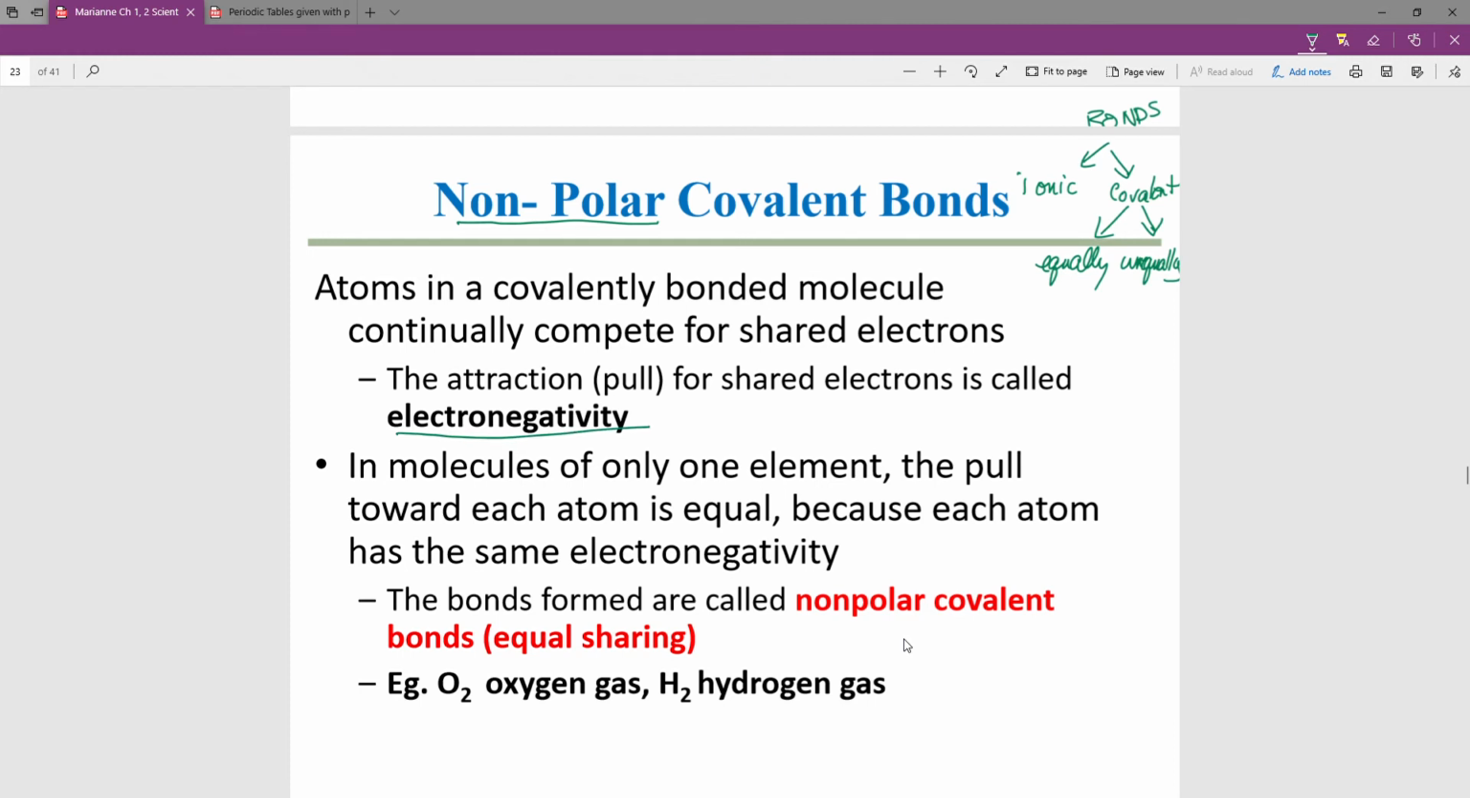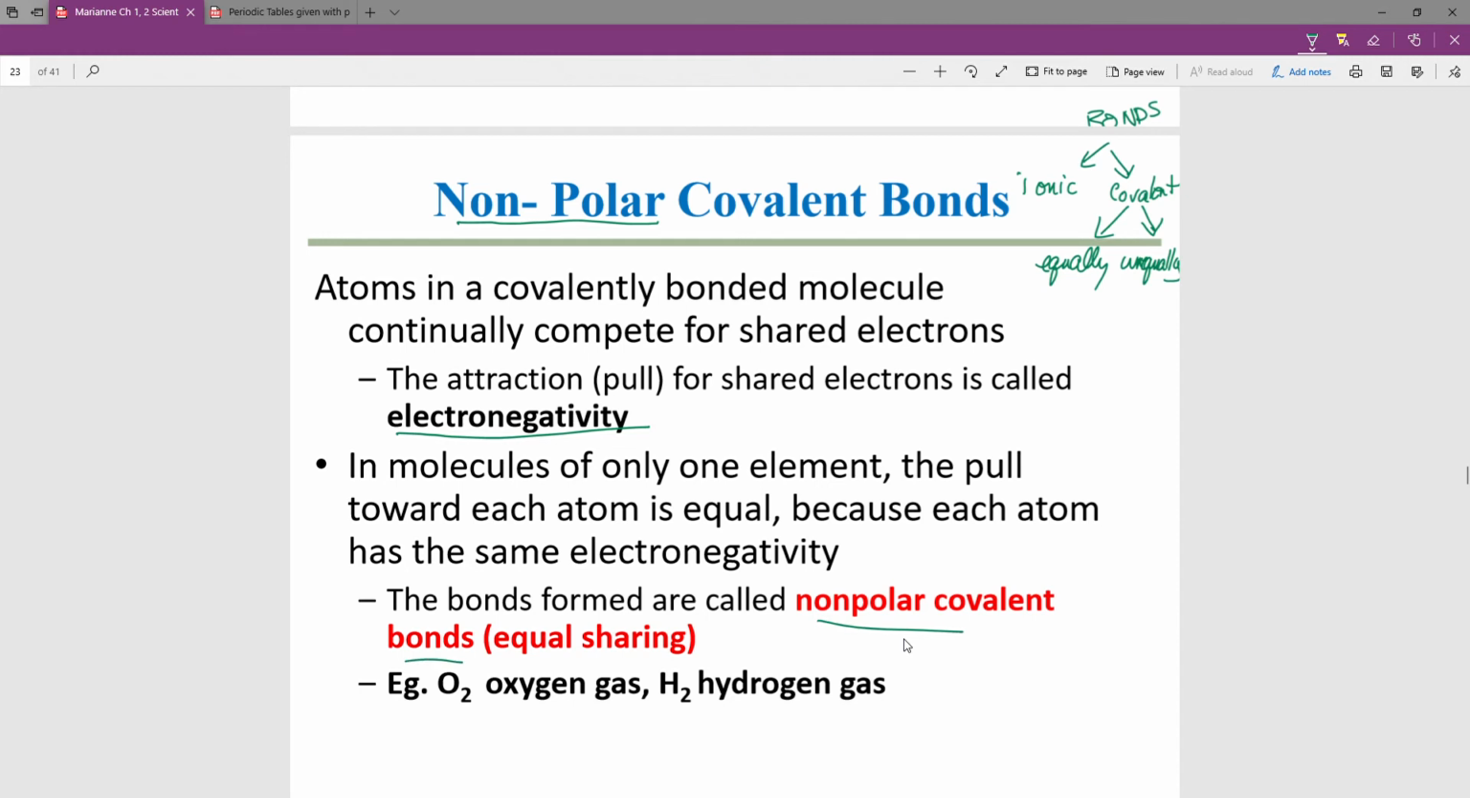Specifically, oxygen is a super, super greedy atom. Now, if we have molecules that have only one kind of element, obviously they're going to have the same electronegativity, and so they have an equal amount of sharing. These would be non-polar covalent bonds.